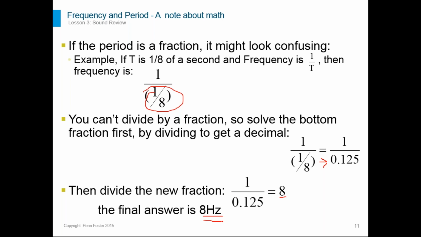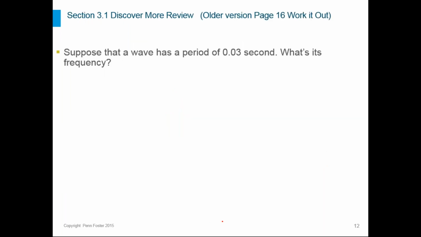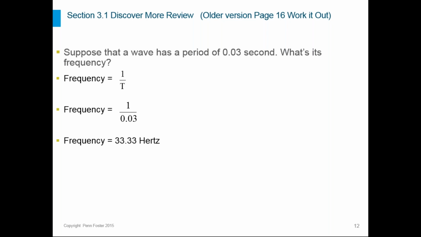All right, so let's look at an example of frequency and period from your text. Suppose that a wave has a period of 0.3 seconds. What is its frequency? So all we have to do is take our formula. Frequency is 1 divided by period. So we have 1 divided by 0.03, and that gives us 33.3 hertz.